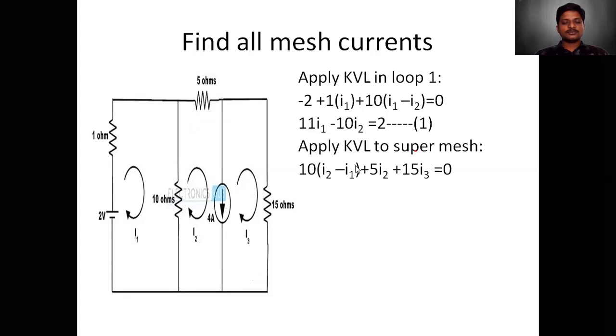So this is the super mesh equation. Let me tell you how I have applied it. Here current I2 is entering the 10 ohm resistor. Therefore, here it is positive and here it is negative.